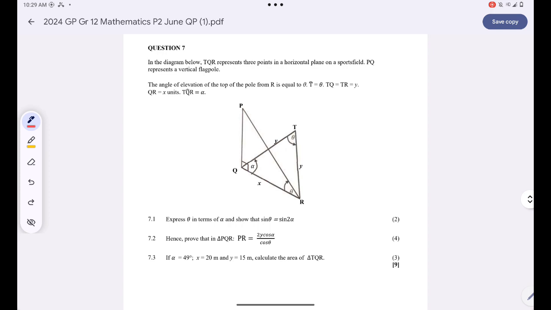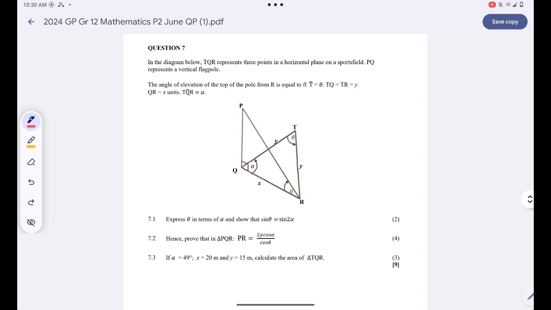Okay, in the diagram below, T, Q, R represent 3 points on a horizontal plane on a sports field. PQ represents a vertical flag pole, okay? And then the angle of elevation of the top of the pole from R is theta. You're also told that angle T is also equal to theta. And then TQ and TR are both equal to Y. QR is just equal to X units. And angle TQR is equal to alpha.